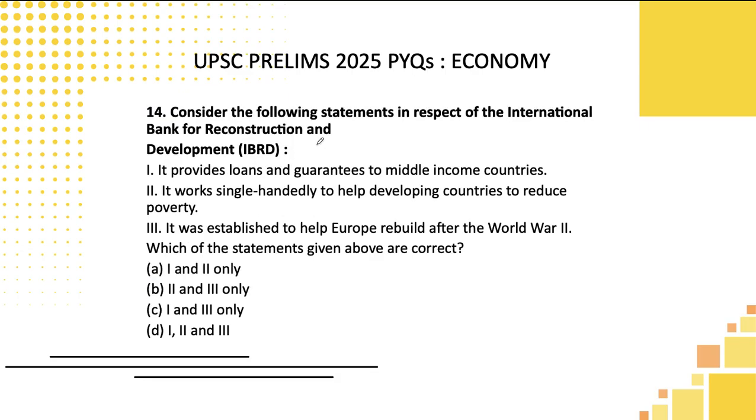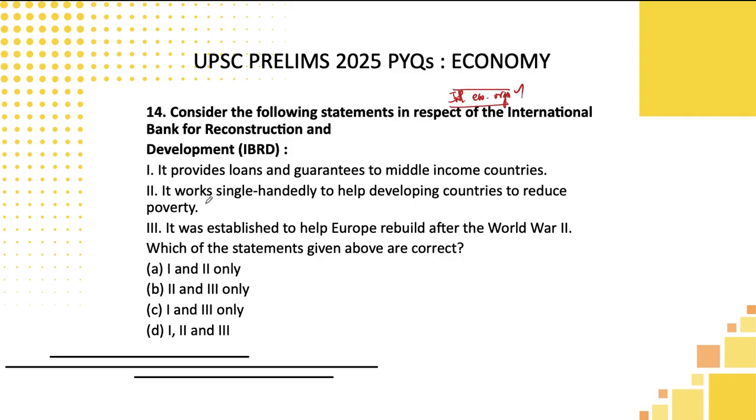14th one, consider the following statements in respect of International Bank for Reconstruction and Development. Okay, students, let's read the 3 statements. It provides loans and guarantees to middle income countries. If you have read about International Economic Organizations, then you can easily answer this question. Otherwise, we will try to apply some common sense and keyword strategy here, students.